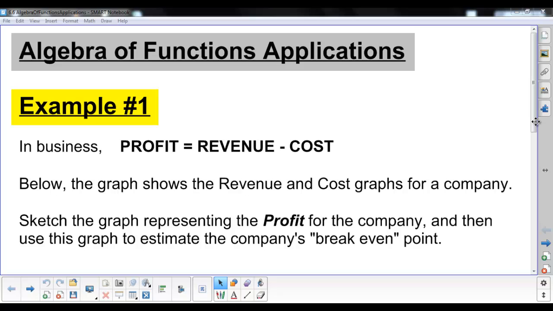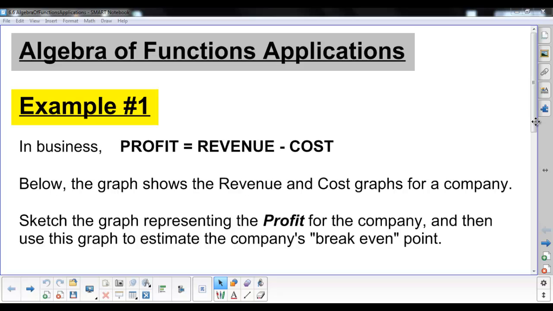today. So the first example involves a business situation involving profit, revenue, and cost. One important formula we need to be aware of just to start off with is how to calculate profit. It is the difference between revenue and cost. So right away we see, okay, a difference of functions working in here.